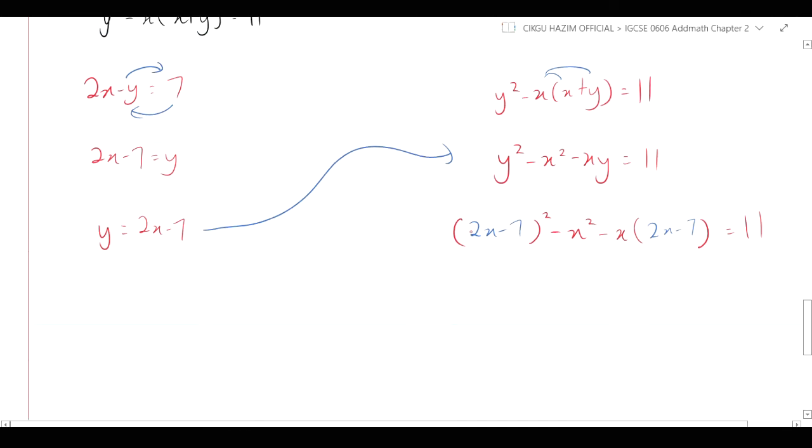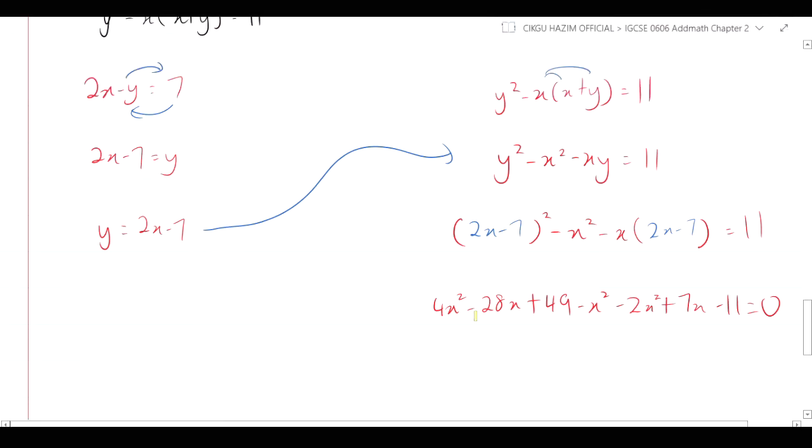So over here is going to be 4x squared, 2x multiplied by negative 7 is negative 14x, and multiplied by 2 is negative 28x. And here negative 7 becomes positive 49. Here minus x squared, and here minus 2x squared, and here positive 7x, and negative 11, I move it to the left, becoming minus 11 equal to 0, and rearrange everything into a quadratic.